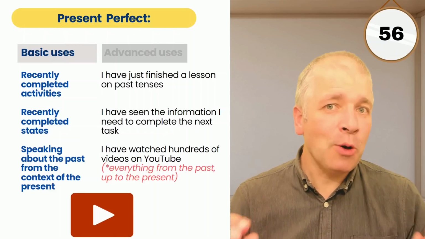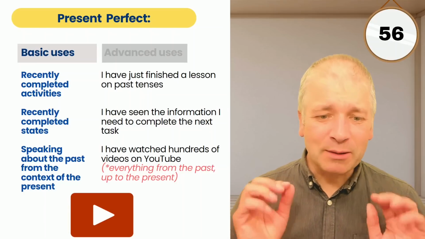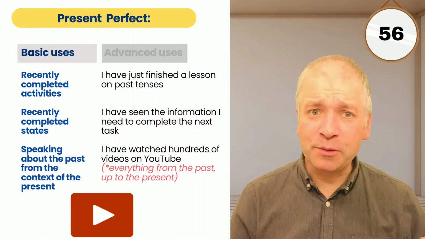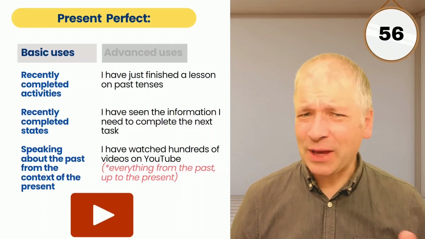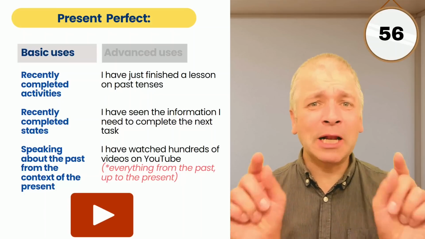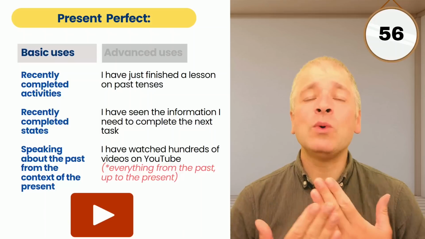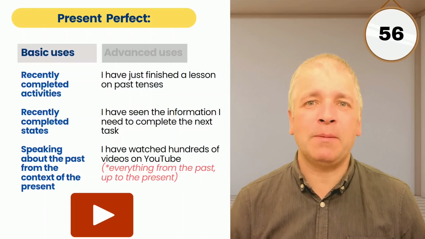But perhaps the most important reason why we use the present perfect is this one: speaking about the past from the context of the present. People often get confused with the present perfect. They think it's a past tense, but a clue is in the word present. We stay in the present moment when we use the present perfect.